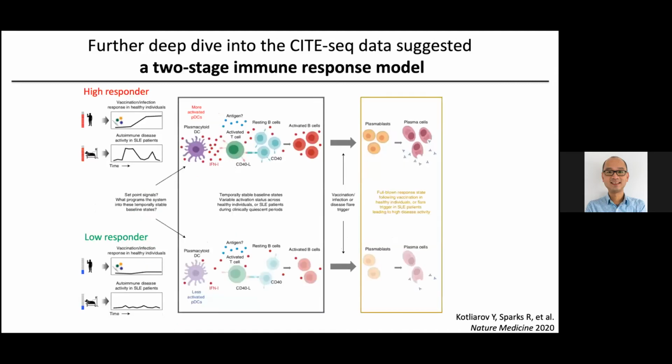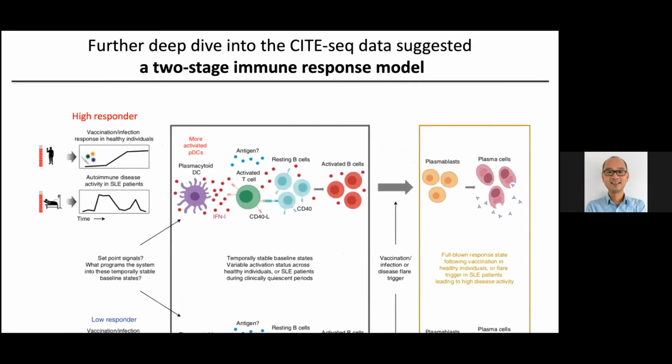And then we looked into the subsequent lymphocytes and other cells also. I don't have time to show you all the data, but further deep dive into the single cell data suggested a two-stage immune response model. Even at the baseline, the high responders tend to have a temporally stable, more activated baseline immune state. So we saw more activated PDCs, as I mentioned. These cells, even at baseline without any perturbation, likely led to higher levels of type 1 interferons.